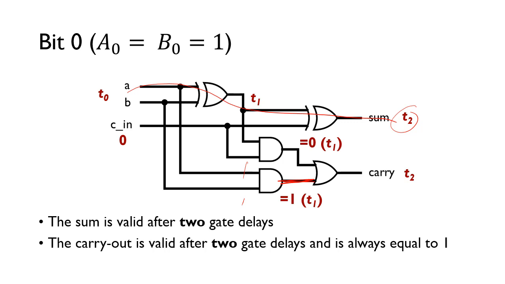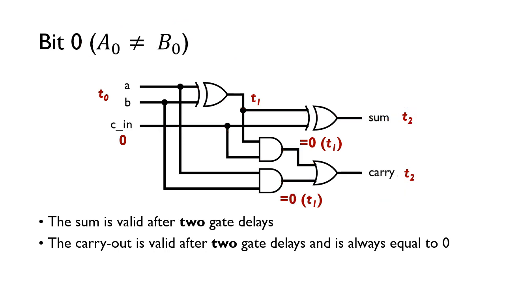And because carry in again is 0 for this particular bit, this node is 0 at time 1, so the output in this case, the carry, is going to be 1 at time 2. So again, for this case, when A and B are both 1, the sum is valid after 2 gate delays, and the carry out is valid and equal to 1 again after 2 gate delays.